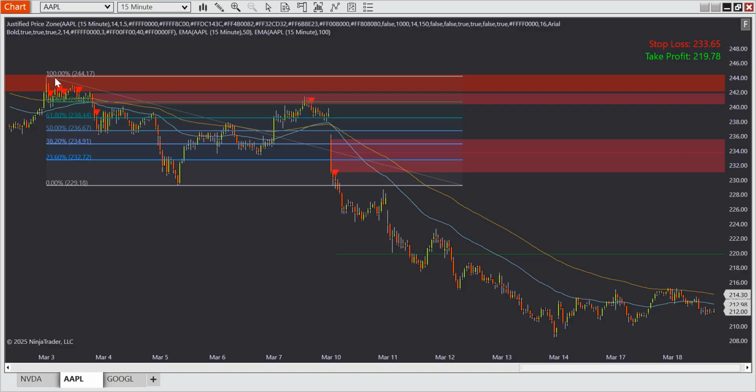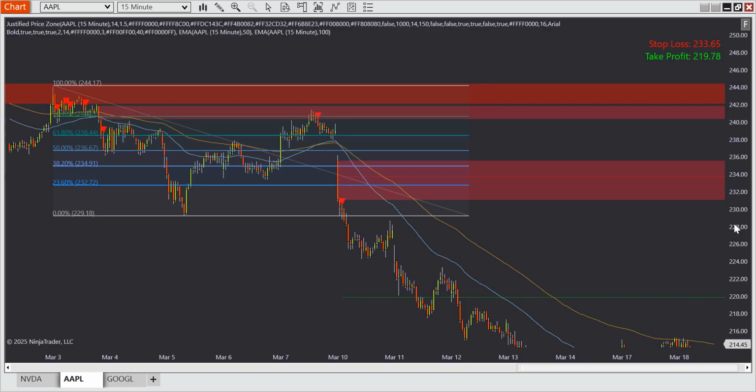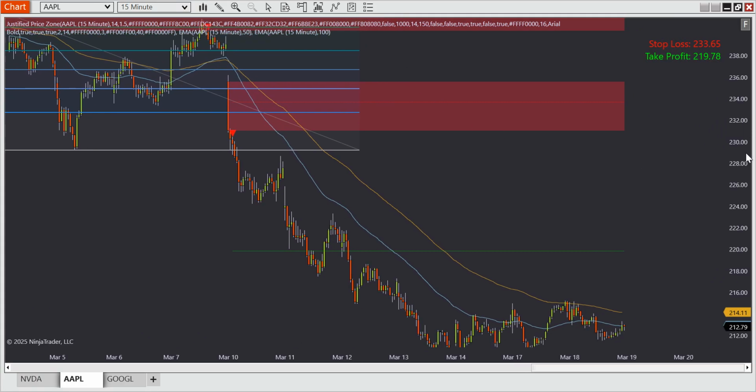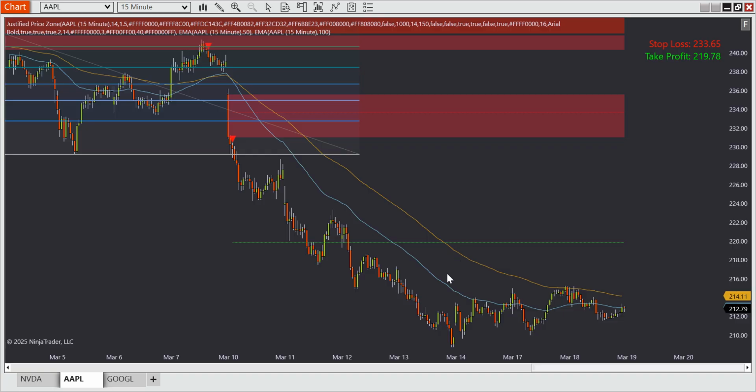And a conservative stop loss would have been above this high. A more risky one, if you're able to manage your risk and believe in this zone, would have been just above this zone. It doesn't even come close to it. And just a massive drop down.